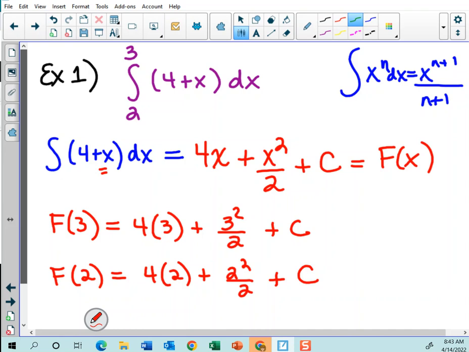So 4 times 3 plus 3 squared over 2, 4 times 2 plus 2 squared over 2. I should be able to crunch those out with my calculator. I'm cheating somewhat so I don't make any more mistakes today. This is going to end up being 16.5 plus c, because this is 12 and this is 9 over 2, which is 4.5. So if we did decimals here, 16.5 plus c. This ends up being 8 plus 4 over 2, which is 2, so that's going to be 10 plus c.